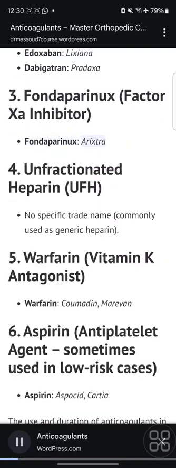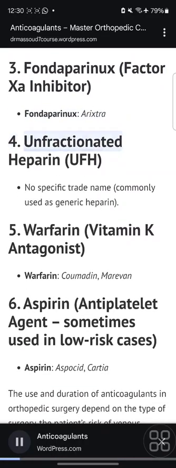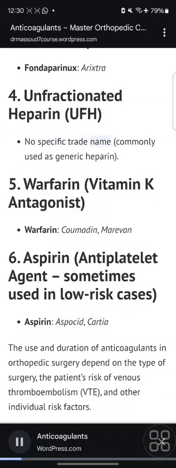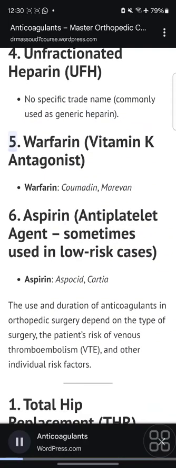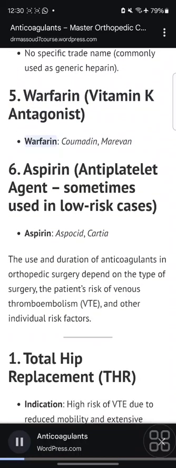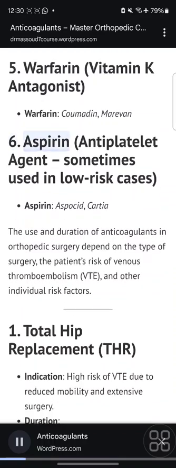Fondaparinux, Arixtra. 4. Unfractionated heparin, UFH. No specific trade name, commonly used as generic heparin. 5. Warfarin, vitamin K antagonist. Warfarin, Coumadin, Marevan. 6. Aspirin, antiplatelet agent, sometimes used in low-risk cases.